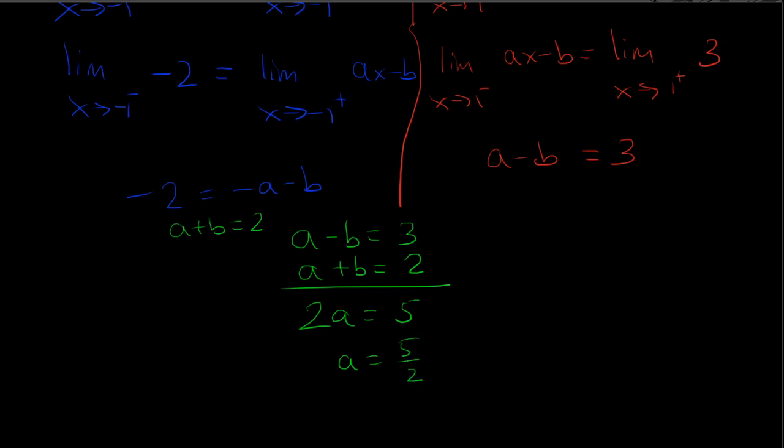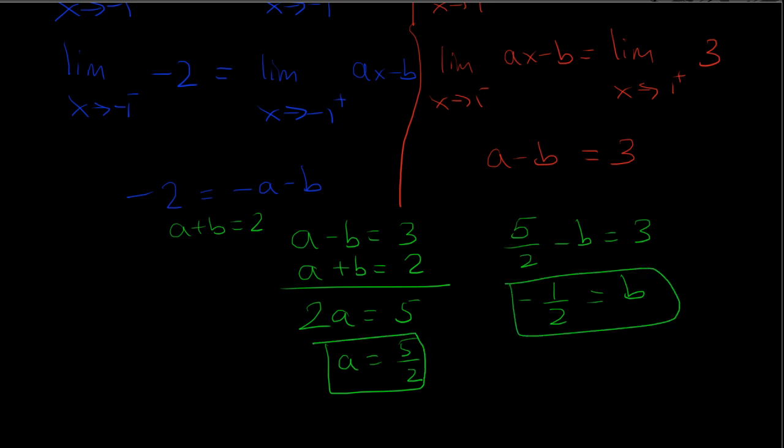And I can plug in a equals 5/2 into, let's say, the bottom equation, or let's do the top equation. So we have 5/2 minus b equals 3. I'm going to subtract 3, and I'll get b is equal to negative 1/2. So my final answer would be a is 5/2, and b is negative 1/2. And that would make my f of x be continuous.